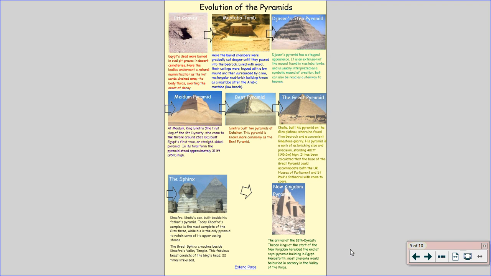Then we move on to the Medium Pyramid, which was for King Sneferu. He was the first king of the fourth dynasty. We've talked about dynasties before. And it's the first straight-edged pyramid, and it stood about 95 meters high. So we're starting to get higher and higher as we go. Then we've got the Bent Pyramid, which was also built by Sneferu. Something went wrong when they were building it. Calculations weren't done as exactly as they could have been, and unfortunately part of the pyramid started collapsing on itself.